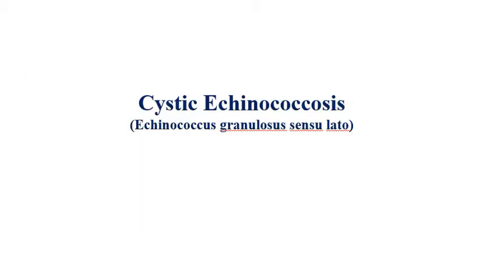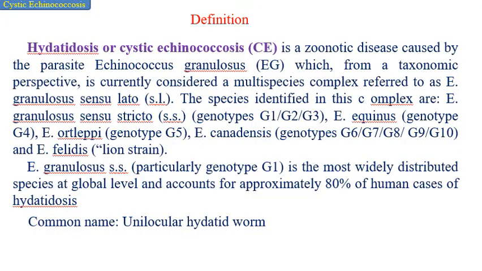Cystic echinococcosis is caused by Echinococcus granulosus sensu lato. Hydatidosis, or cystic echinococcosis, is a zoonotic disease caused by the parasite Echinococcus granulosus, which from a taxonomic perspective is currently considered a multi-species complex referred to as Echinococcus granulosus sensu lato. The species identified in this complex are Echinococcus granulosus sensu stricto, genotypes G1, G2, G3; Echinococcus equinus, genotype G4; Echinococcus ortleppi, genotype G5; and Echinococcus canadensis, genotypes G6, G7, G8, G9, G10.